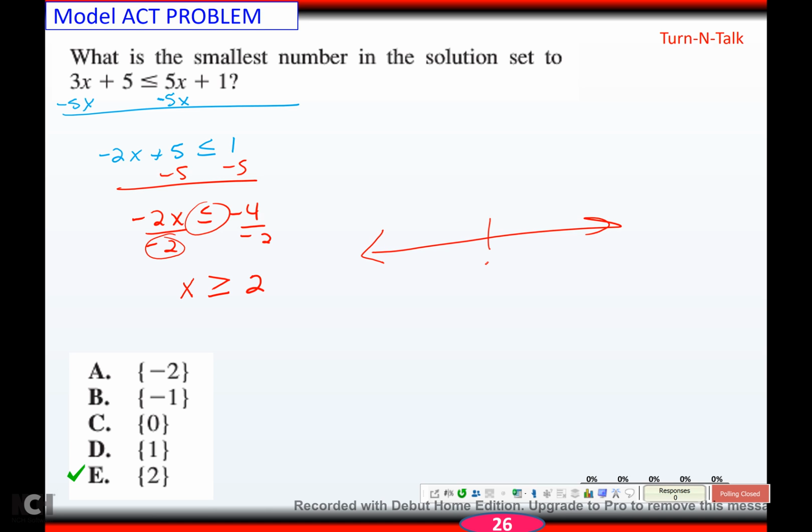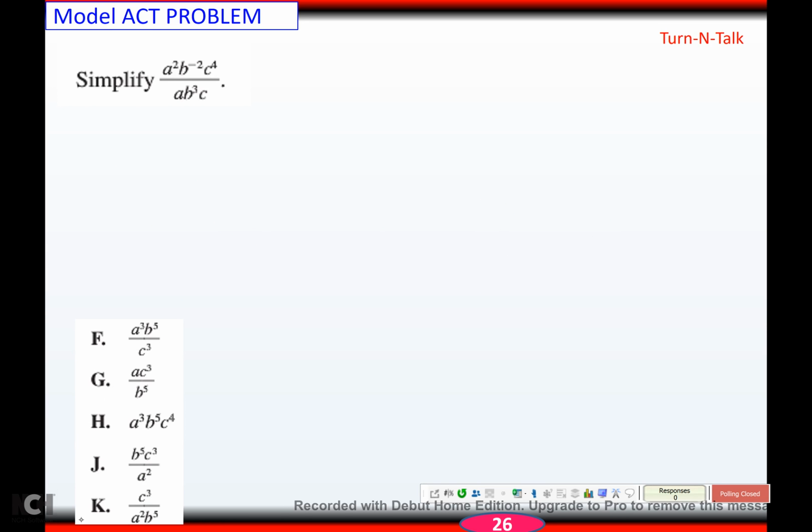If I graph that, I can start at 2 and include it and go right. So the smallest number in that solution set is 2. Okay? Try this one. Hit pause. Come back when you're ready.